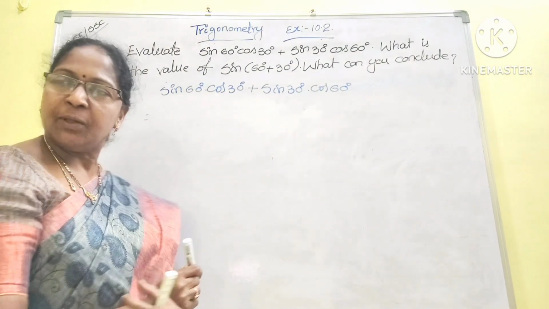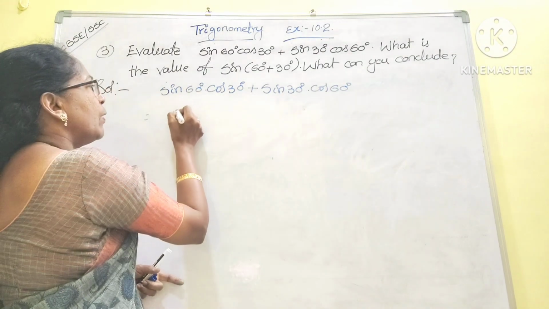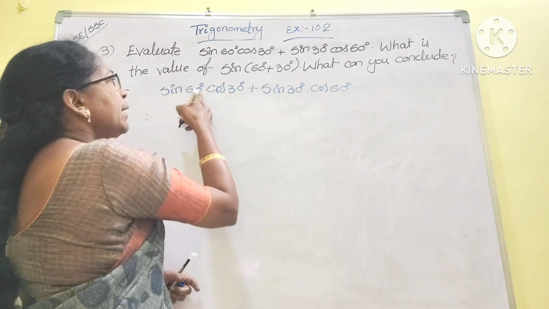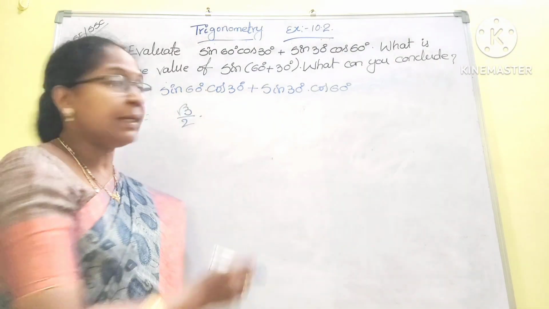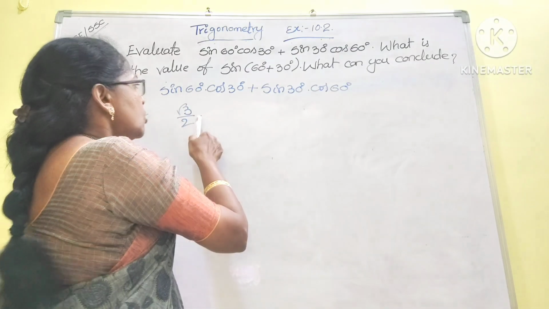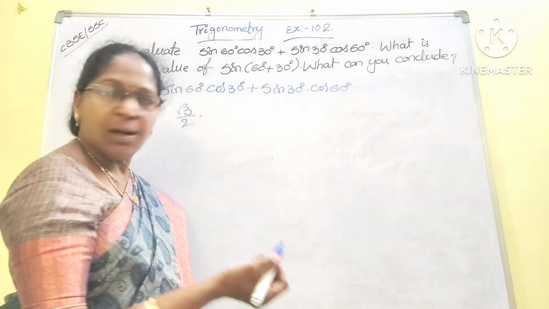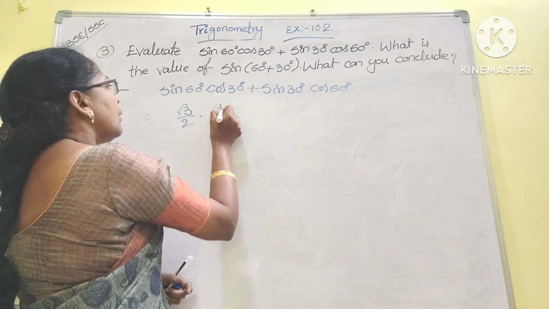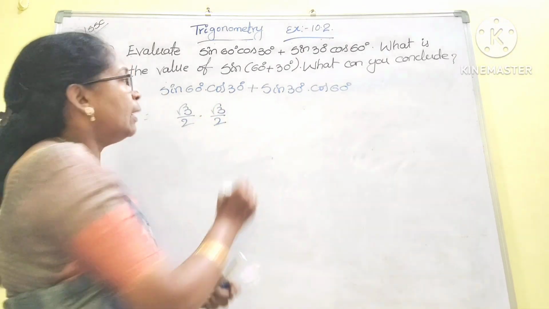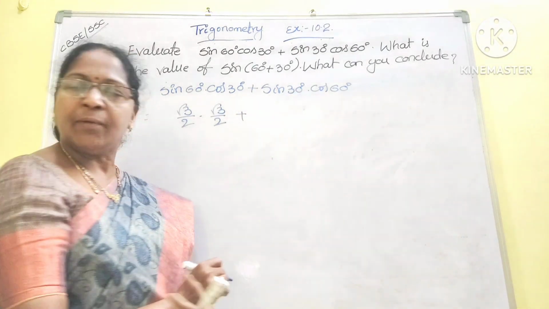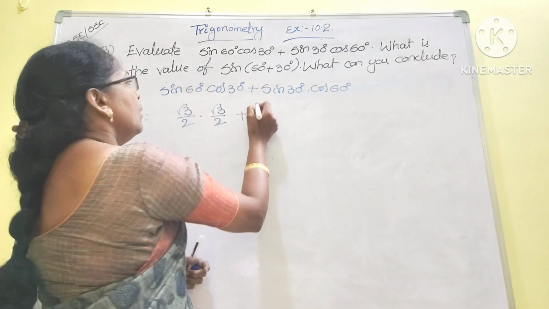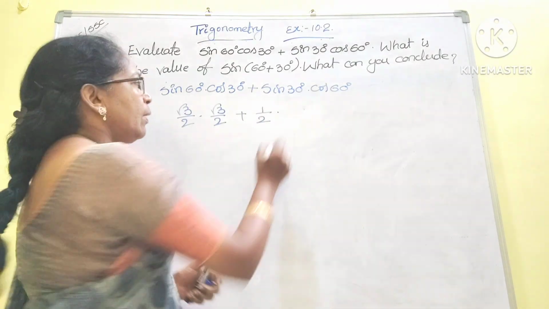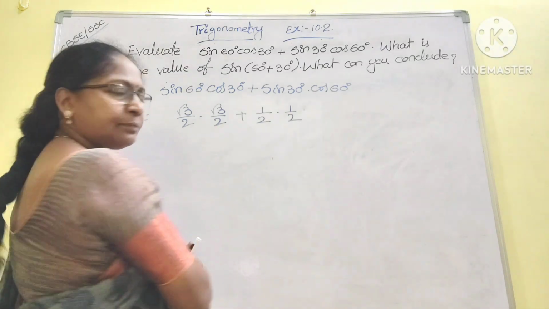Directly you have to substitute the values, where sin 60 equals root 3 by 2. So root 3 by 2 into, where the symbol is not there, the meaning is multiplication. You can write a dot also, which is nothing but multiplication, into cos 30, where cos 30 is again root 3 by 2, plus sin 30, which is 1 by 2. So 1 by 2 into cos 60, which is again 1 by 2.